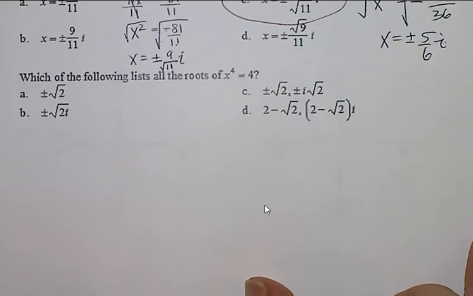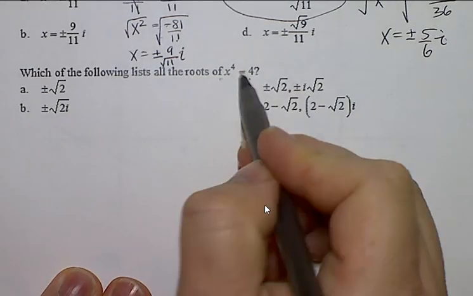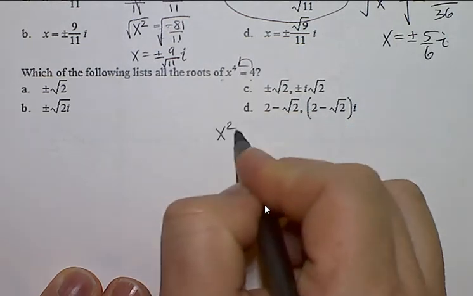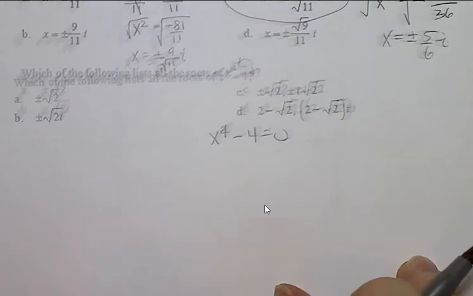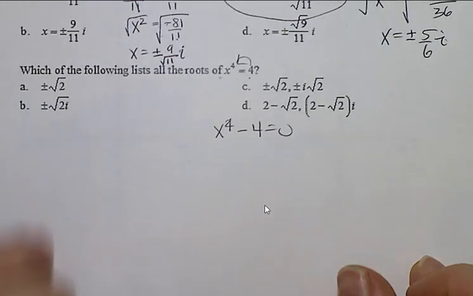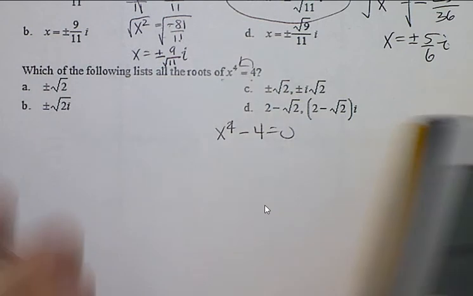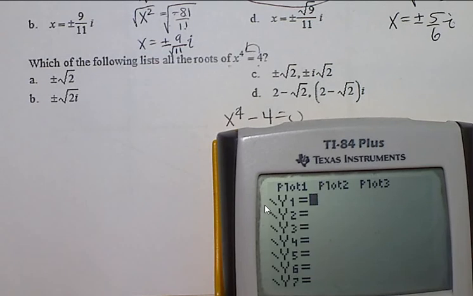Which of the following lists all the roots of x to the fourth plus 4? If I told you to graph this, remember all terms would have to be on the same side. So when the 4 moves over, it becomes negative. So x to the fourth minus 4 equals 0. Please do second plus 712. Then type in x to the fourth minus 4, and we'll graph it.